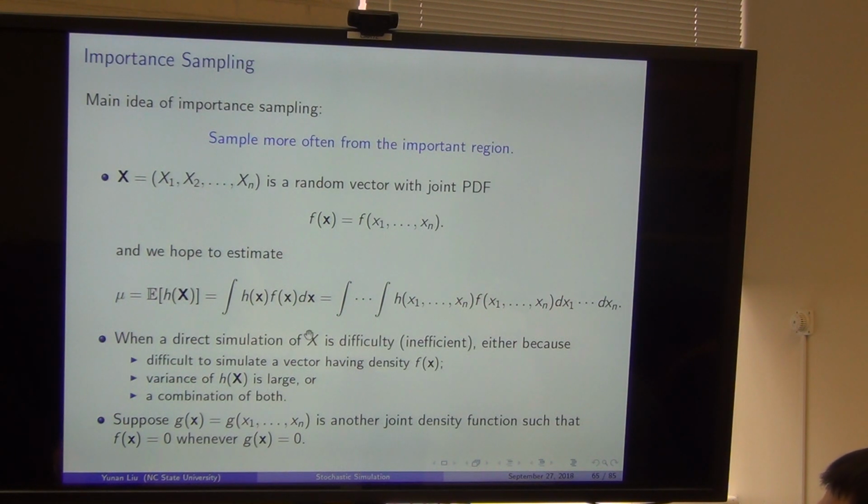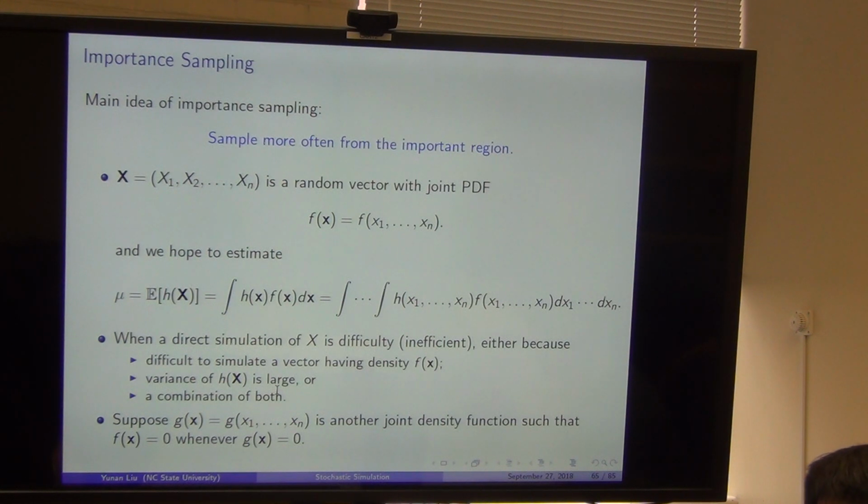Suppose we want a direct simulation of x. This should be boldfaced, to be consistent with this. When direct simulation of x, this random element, is difficult or inefficient, either because it's difficult to simulate a vector or random variable having this density, for instance f of x is not invertible so you can't do inverse transform, or any other reason, for instance it's just difficult to simulate a copy of x using this density, possibly because f is too complicated, or the variance of h(x) is too high. In our example, the variance of the indicator is high.